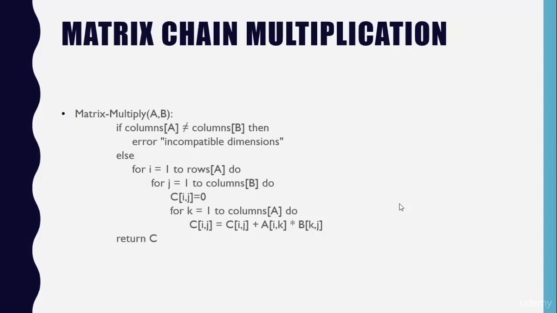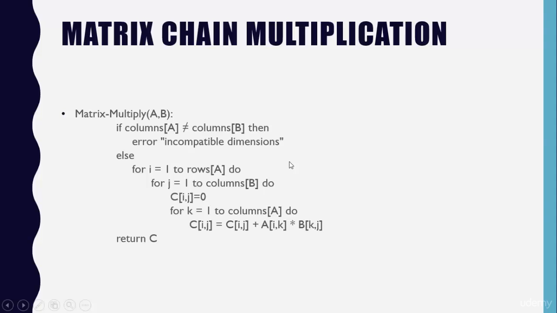Time complexity is equal to order PQR, where |A| is equal to P times Q and |B| is equal to Q times R. The result is matrix C, but |C| is equal to P times R.